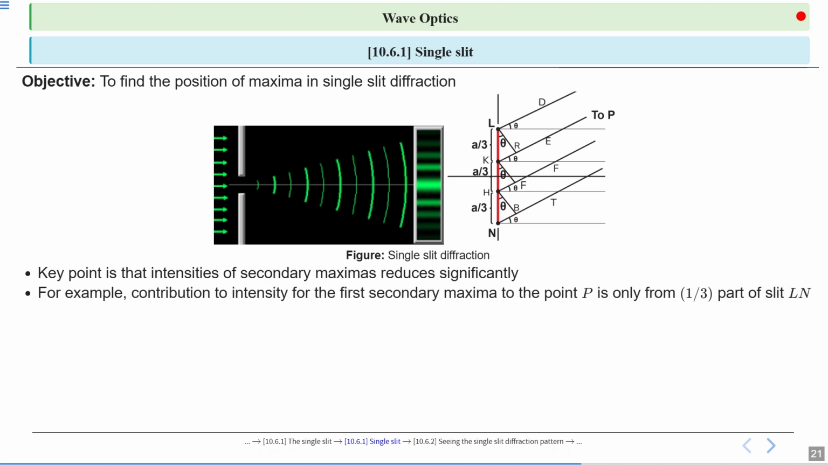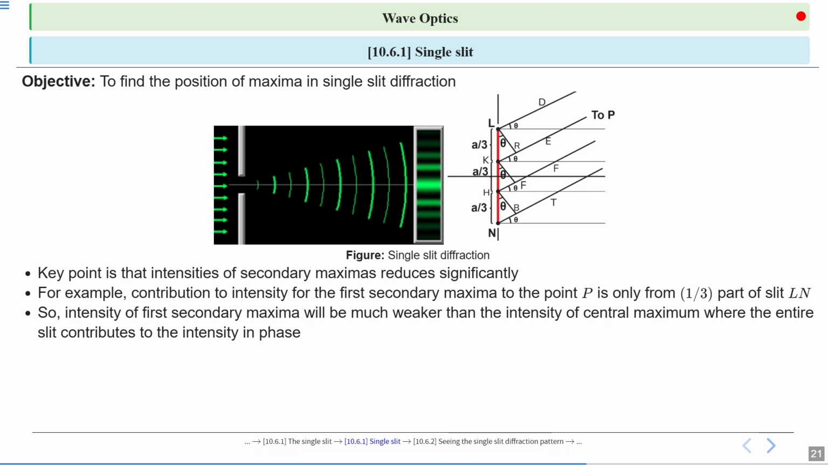So consider the first secondary maxima. The intensity at point P is contributed by only 1/3 of the slit. For central bright maxima, we considered the whole slit, L n. Now for first secondary maxima, the wavelets from two sections of the slit will combine or interfere destructively. Only 1/3 of the slit L n contributes to the intensity of secondary maxima. This means not all parts of the slit contribute equally to the intensity at this point, leading to a weaker brightness compared to the central maxima.